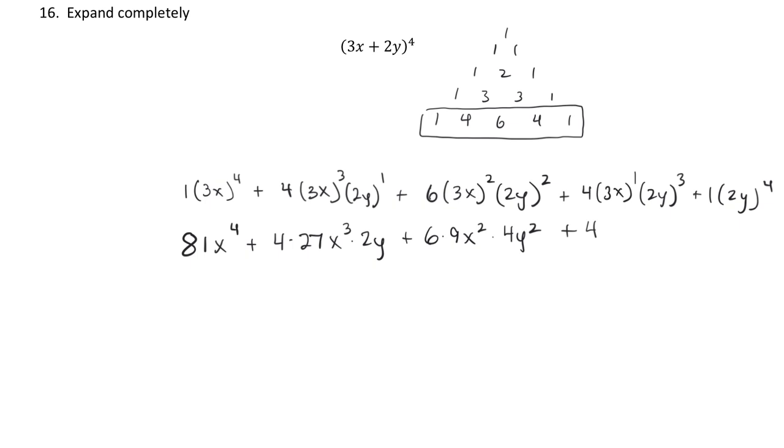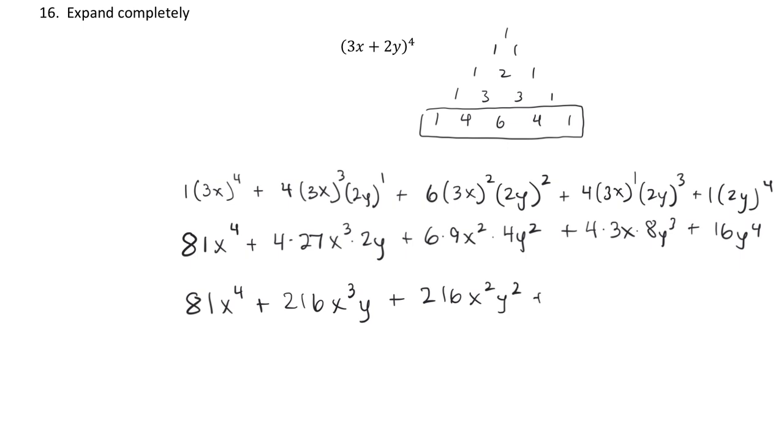And we have 3x to the first power is just 3x. 2y to the third power is 8y cubed. And then 2y to the fourth power is 16y to the fourth. And then we continue to simplify here. 4 times 27 times 2 is 216. And 6 times 9 times 4 is also 216. 4 times 3 times 8 is 96. And then we have 16y to the fourth.